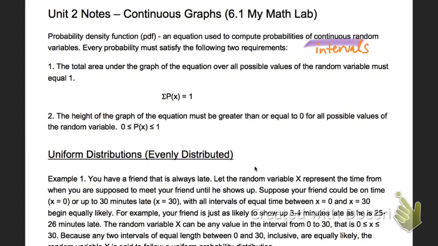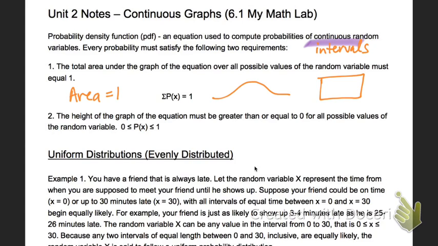So in order to be a continuous graph or continuous function, it has to fit two conditions. The first one is that the entire area under the curve is going to equal 1. So the two types we'll learn today are normal and then uniform, which looks like a rectangle. If you went from negative infinity to positive infinity, or from the bottom to the top, the area is always going to equal 1, like 100%.